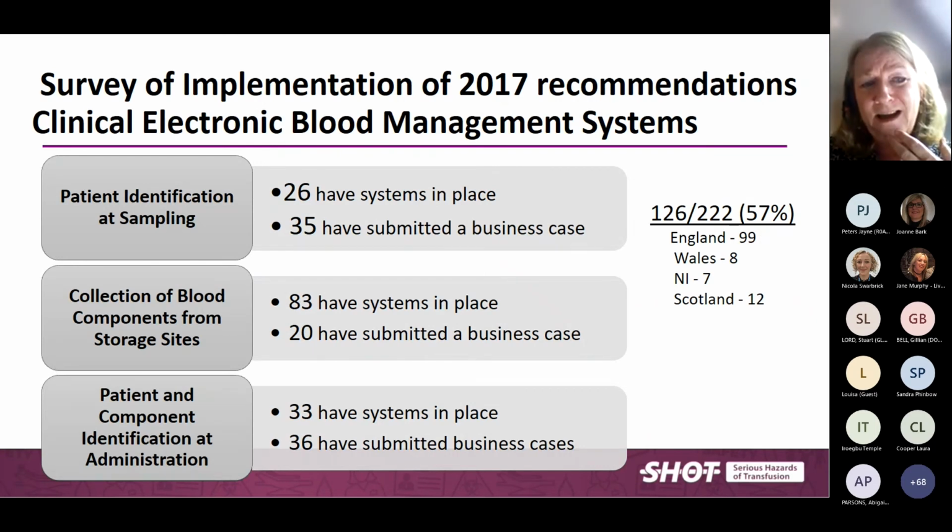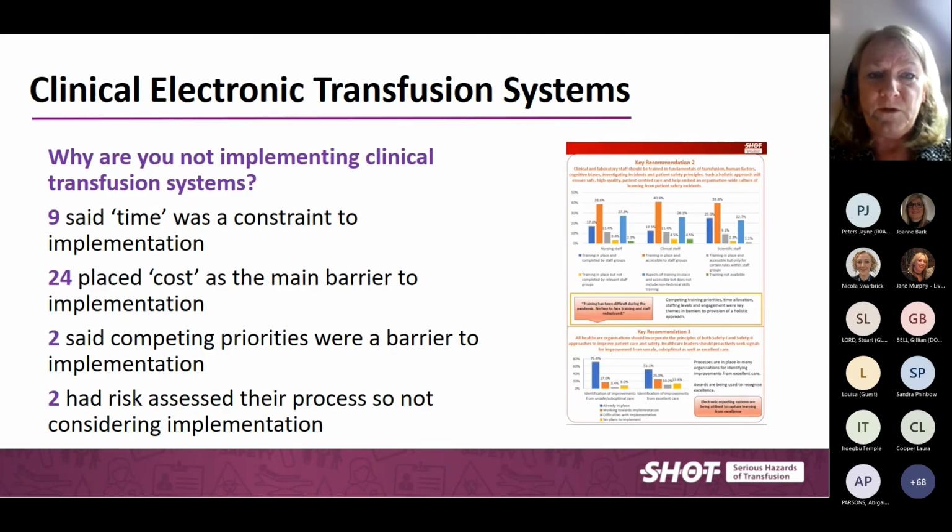We went back and we asked people what they had done in relation to this. And it was encouraging to know that the number of people who already had systems to support collection of blood, but disappointing that few people had electronic patient identification systems for sampling and administration, although encouraging to see that this recommendation had probably encouraged people to move towards that.